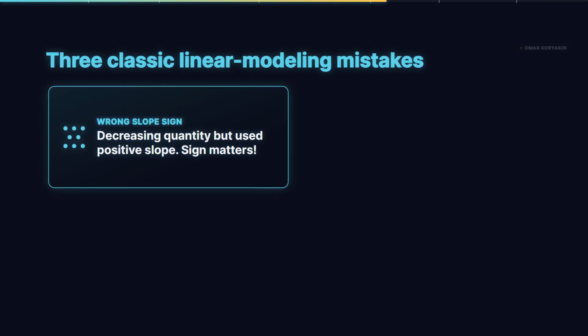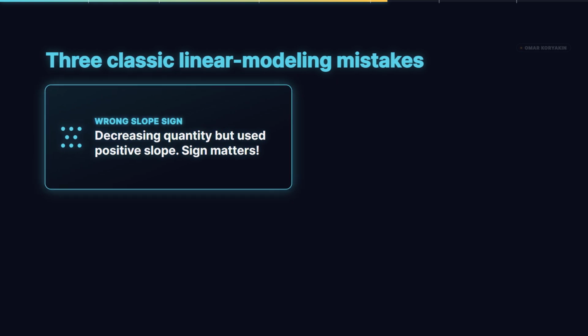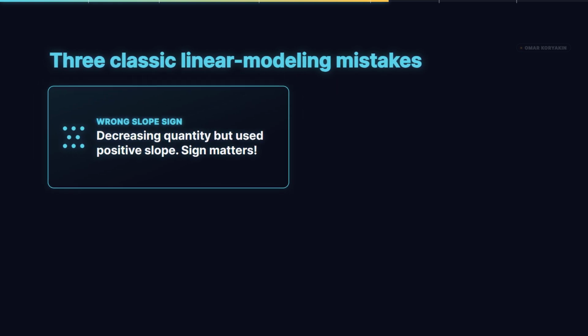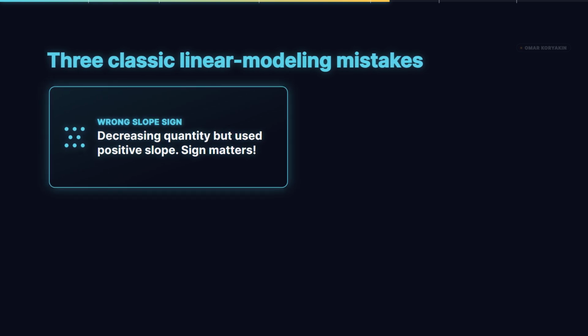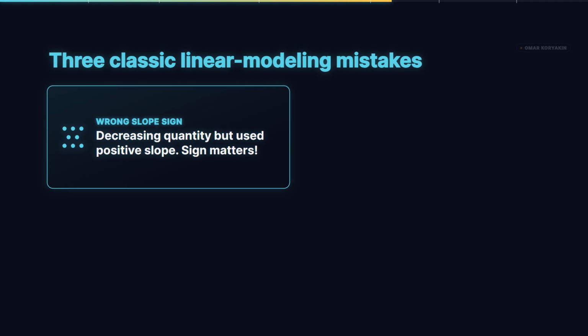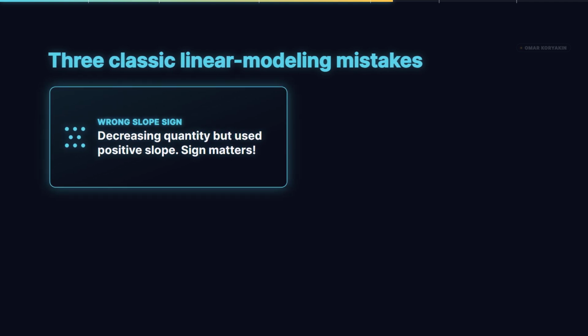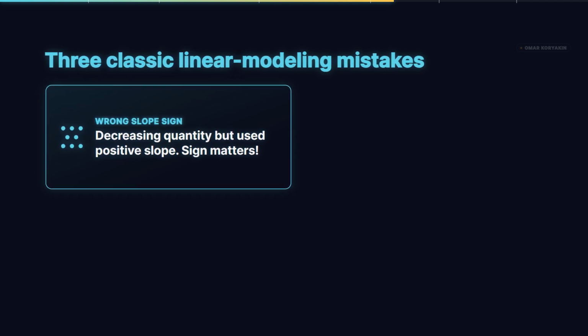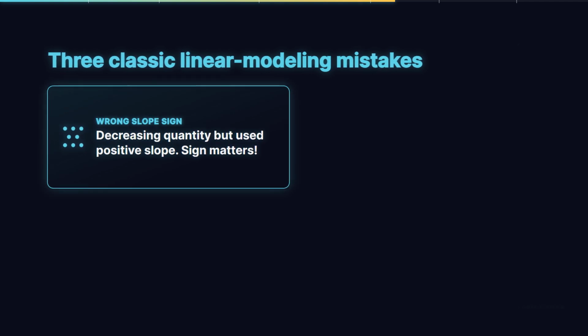The fix is to ask explicitly whether the modeled quantity is increasing or decreasing as the input grows, and write the slope sign accordingly: positive for increasing, negative for decreasing. Saying the direction out loud while writing the slope prevents the wrong sign error.